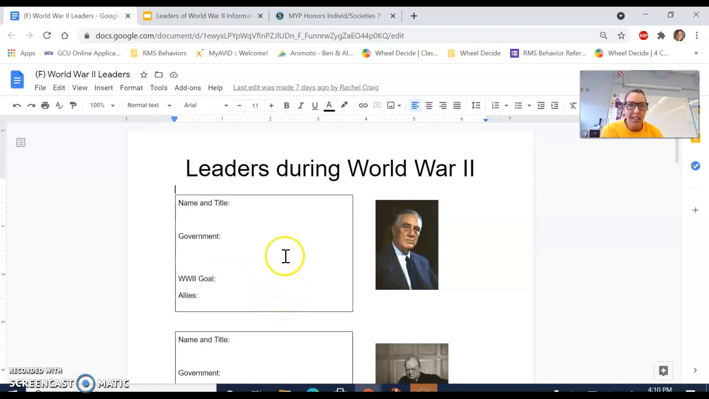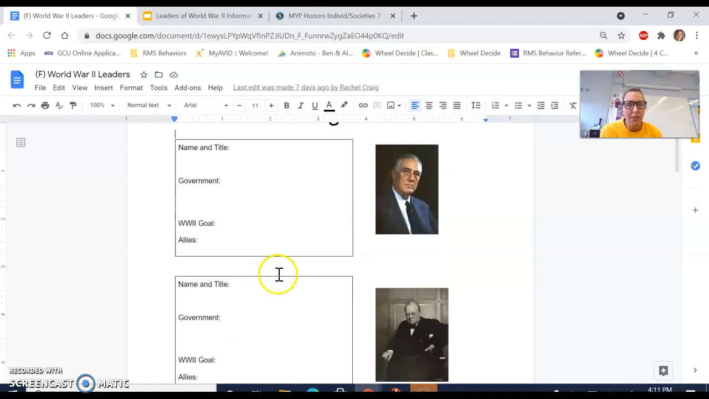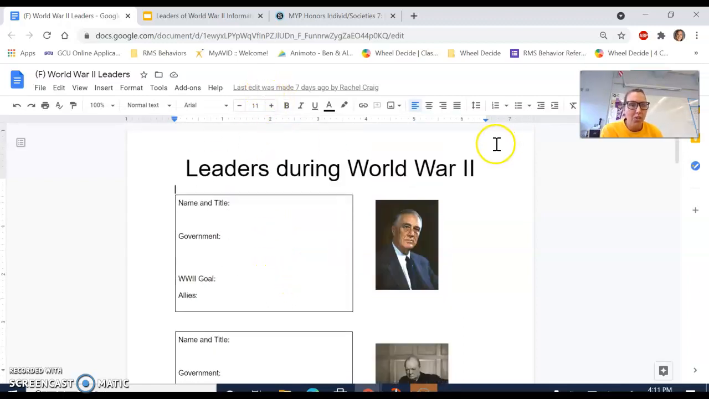In the Pear Deck, there's a link. There's also a link in the directions, and I'll put it on here as well on the assignment that says Leaders of World War II information. So you'll use slides to answer this information by looking at the picture and the slide to fill in the information. So when you get to here, I'm just going to put a sign right here that says link here.